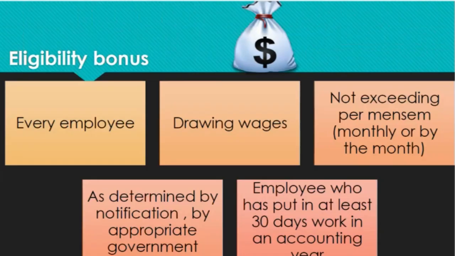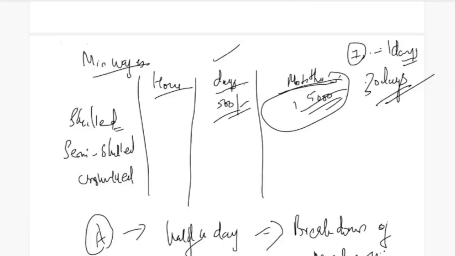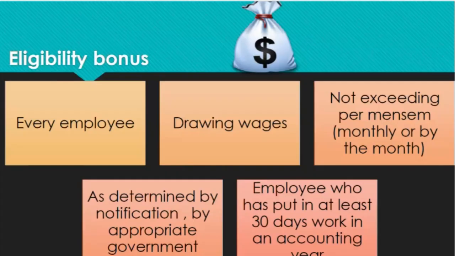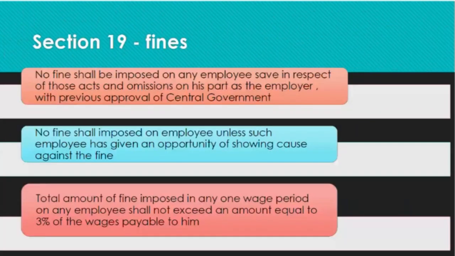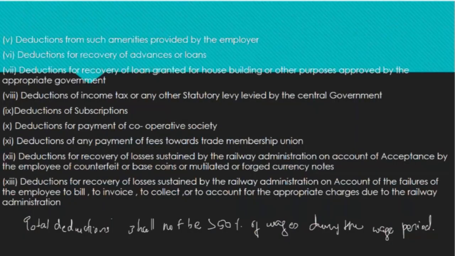So next is bonus. Break. We have completed the first part of the Code of Wages Act. What is wages? What is included and what is excluded in wages, what is the minimum wages, what is the time limit for payment of wages, and what are the deductions that are to be made from the wages. So next we will go to bonus. We will take a break and then go to bonus.